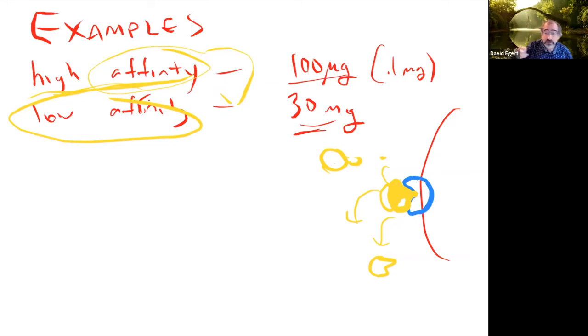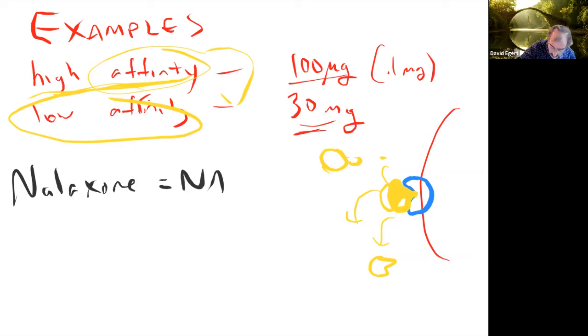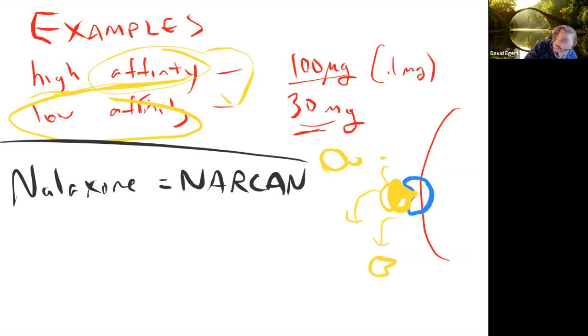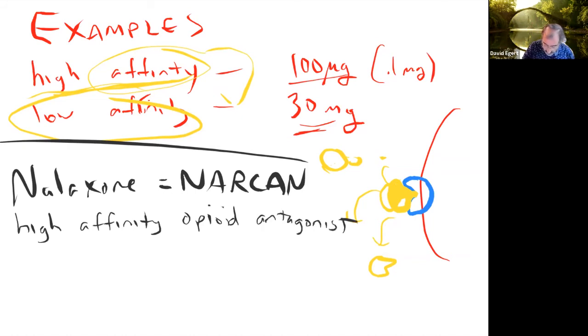So we should talk about Narcan. This is important. This is a high affinity opioid antagonist. This is something that is in most people's emergency response kits now, and it will save somebody's life if they have an opiate overdose.